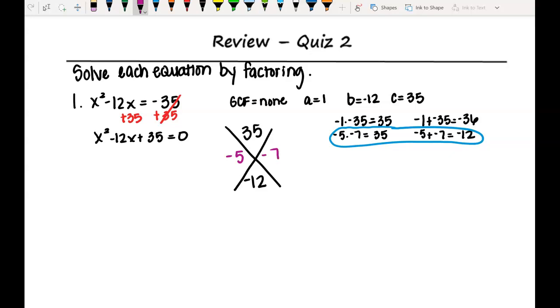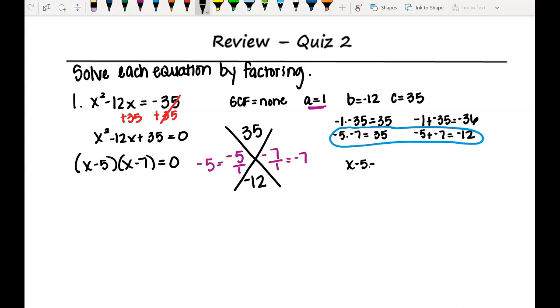The next step we have to remember, even though A is 1, we have to come back in and divide by that A value. It does not change my factors here because dividing by 1 does not change. So that means I have parenthesis x minus 5 times parenthesis x minus 7 equals 0. So once I have that factored form, now I'm going to use that zero product property and take each of my factors and set them individually equal to 0.